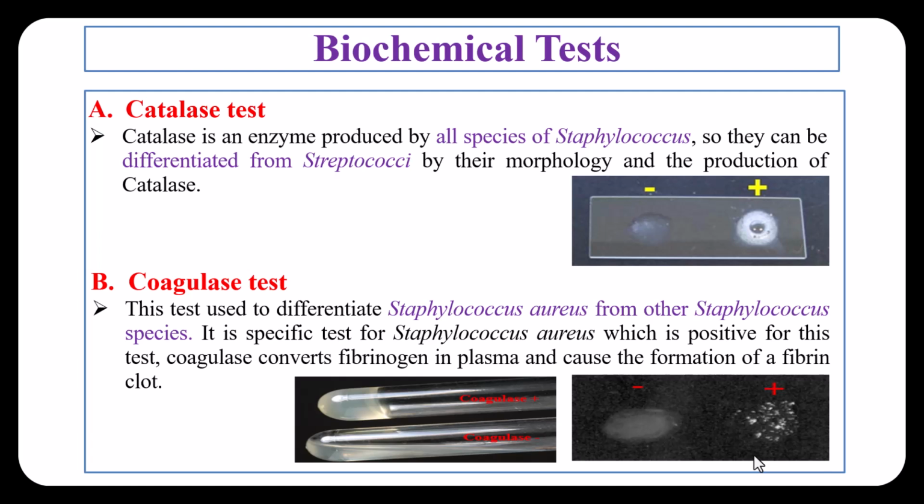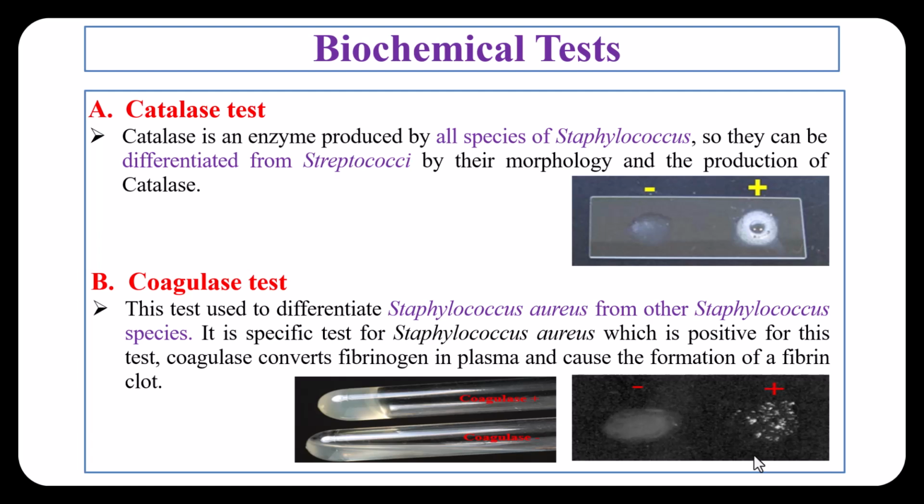After that, if the catalase is positive, which is indicated by the bubbles formation and indicates Staphylococcus species, we can differentiate between the Staph species by doing the coagulase test. So catalase differentiates between Staph and Strep, while coagulase differentiates between Staph species. After the catalase is positive, we do the coagulase test.